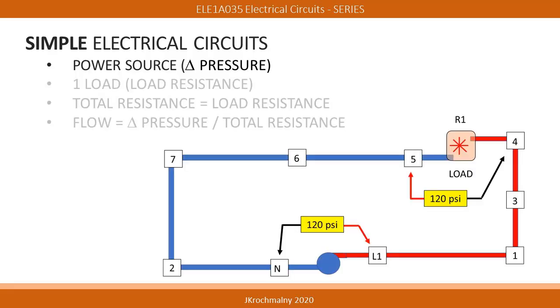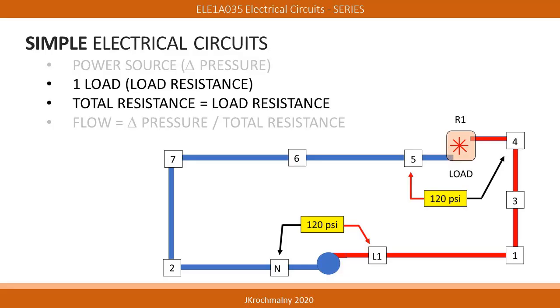In this slide, we see the applied pressure dropped across the pump as 120 psi. This is the same pressure dropped across the R1 load. It is also 120 psi. In simple circuits, there is only one load, in this case represented by the R1 paddle wheel.